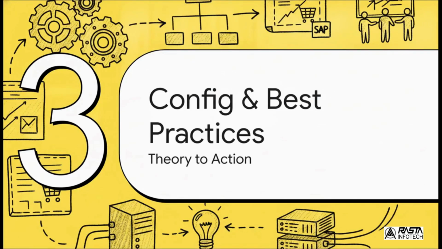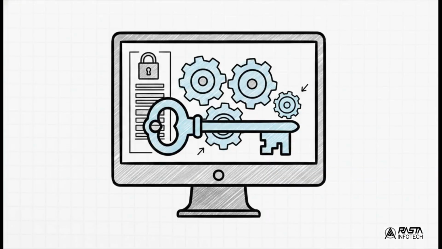Okay, let's get into Section 3, Configuration and Best Practices, taking this from theory to action. For all the SAP admins and analysts tuning in, here is your direct, actionable takeaway. Transaction OME4. This is the exact T-code you're going to use to define these purchasing groups in the SAP system. When you're finally ready to start building or auditing your setup, this is exactly where you need to go.